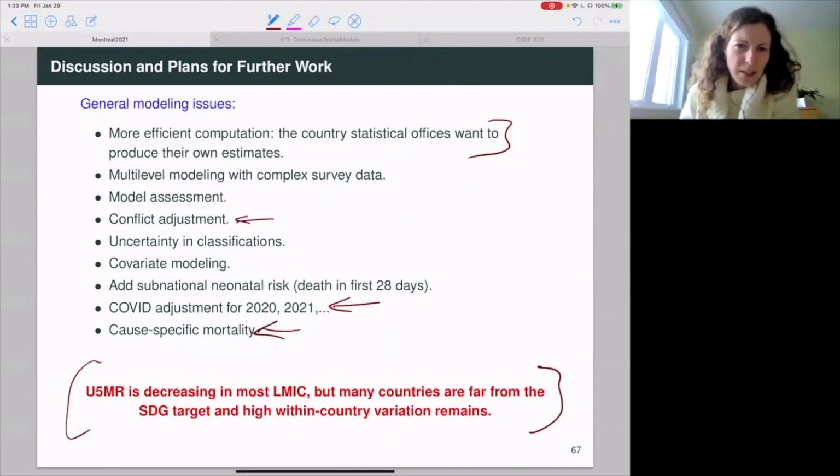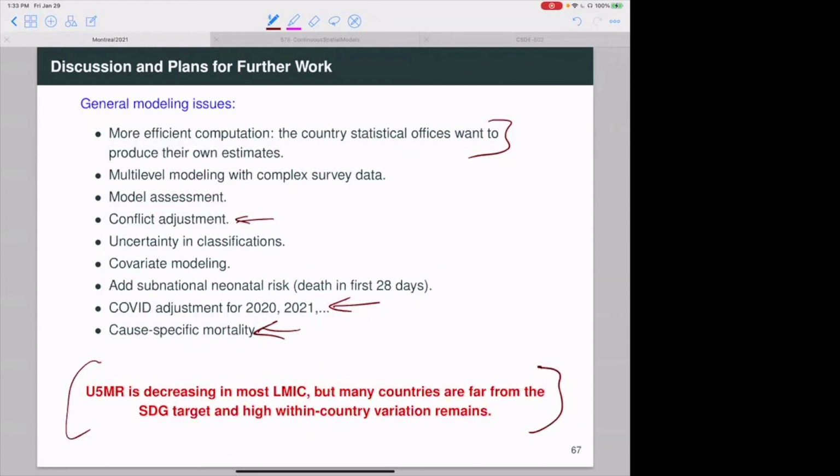Presumably you'd have the additional uncertainty of ecological inference then too, because of the area level modeling? Yeah, definitely, yes.